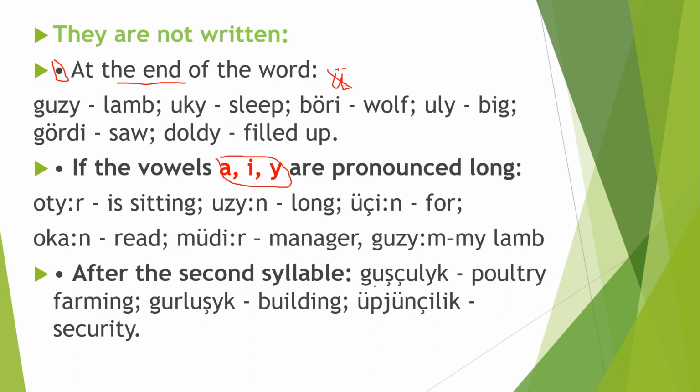And the third one, after the second syllable, we cannot write u, ü. So, kuşçuluk. Pay attention how I read it. I read as if here is again another u. Kuşçuluk. This is how I read. But after the second, this is first, this is second, after the second, we cannot write it. So kuşçuluk, this is how we write.